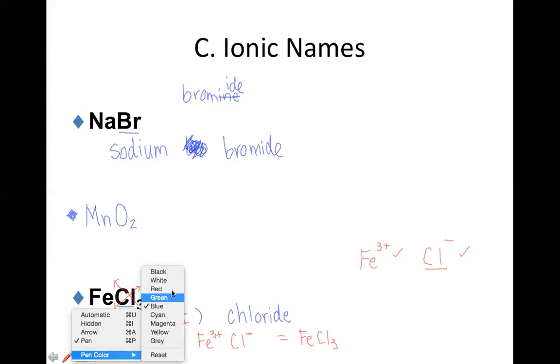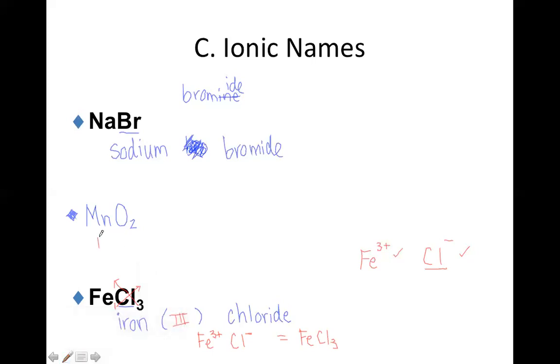So from there, I would write out the first one, your cation. So manganese. And then ask, is manganese a transition metal? It is, so we're going to need to leave room to go back and put that Roman numeral in there for its charge. And then moving on to the anion, we change the ending to ide. So we're going to have oxide.